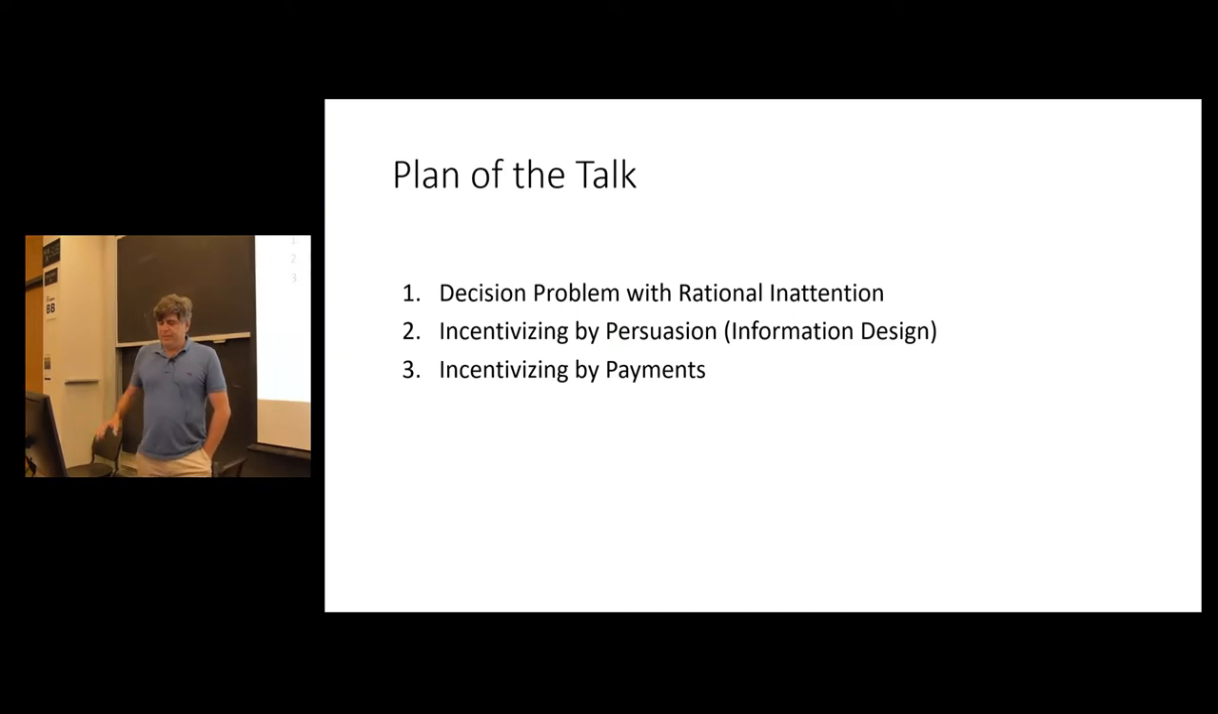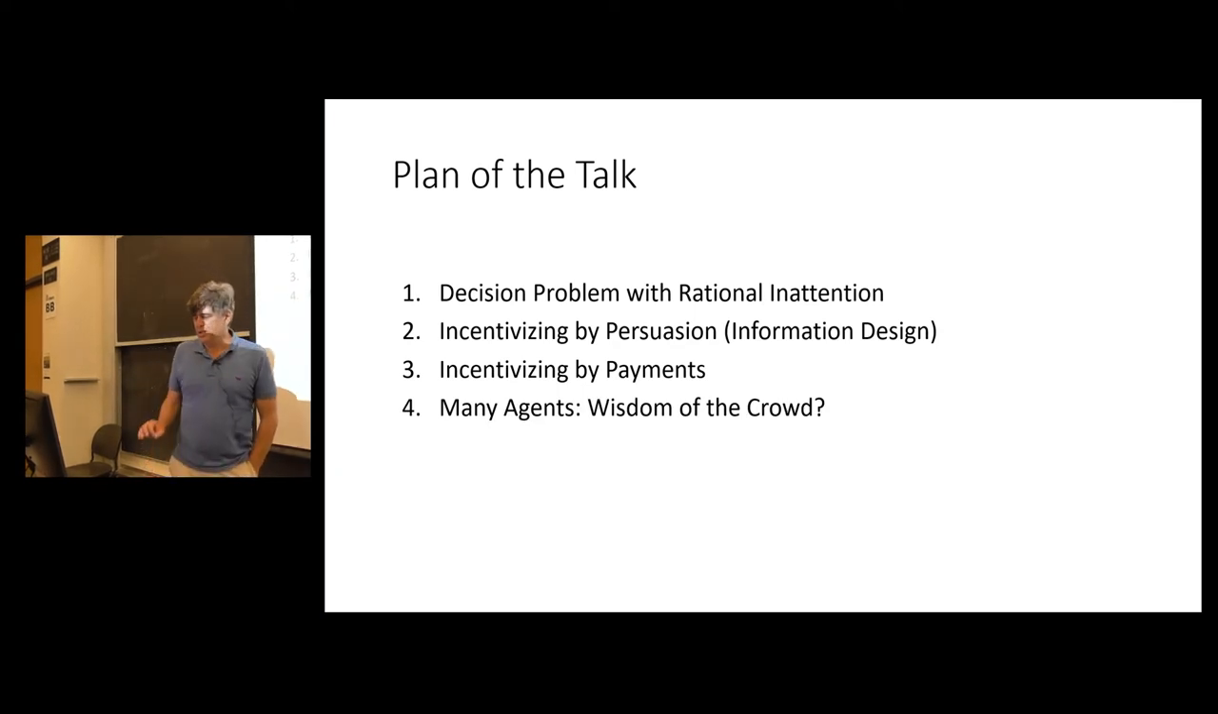And then I'll talk about some more recent work about incentivizing with payments with one agent, and then when you have many agents, how can you spread the work among many agents, and can you have a wisdom of the crowd kind of situation where each agent does only a little bit of work, but overall you can set up some kind of aggregation market where you actually get a lot of information about what you want to find out.